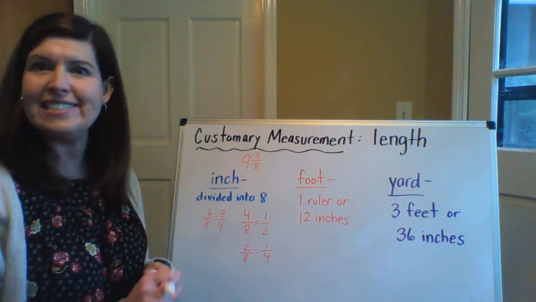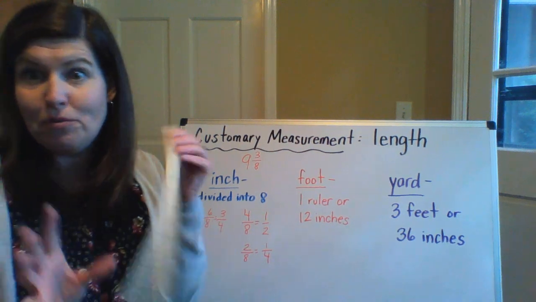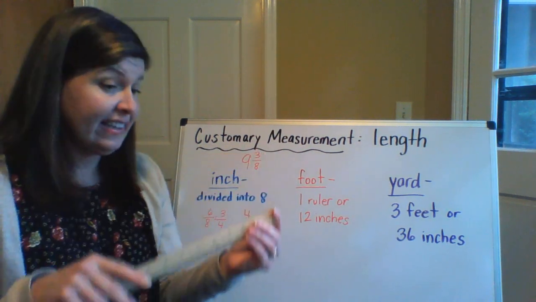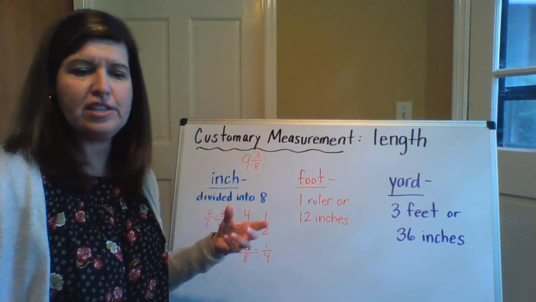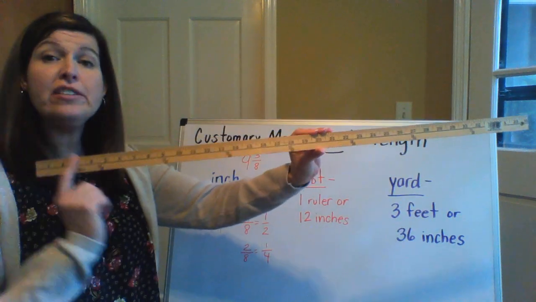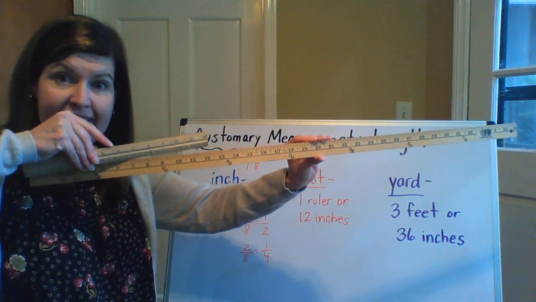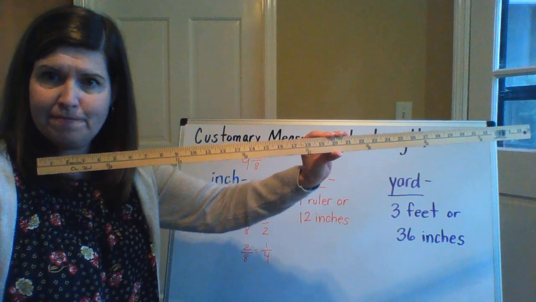The next measurement is a foot, and that is just the length of a ruler, 12 inches. The next would be yards. And this is a yard stick. This is 36 inches, or 3 of my rulers together.